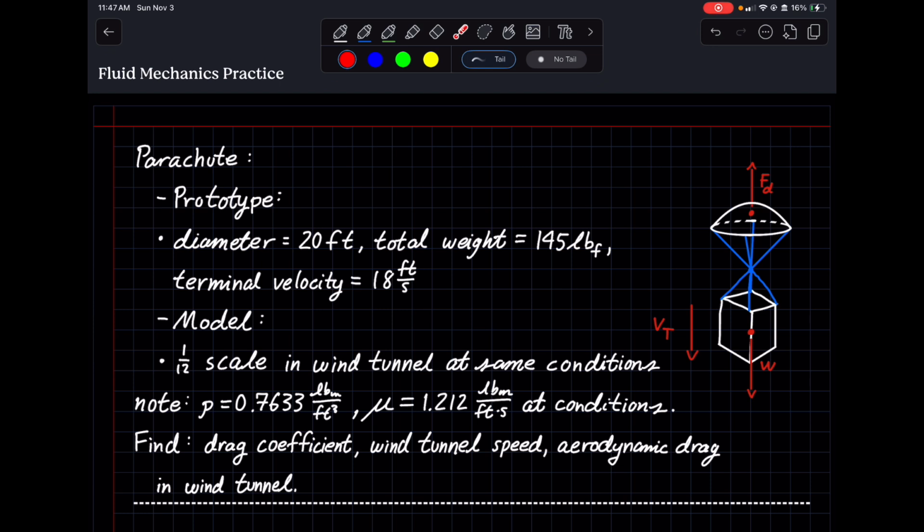At the end, it says find the drag coefficient, the wind tunnel speed, and the aerodynamic drag in the wind tunnel. I will not be solving for any of those in this, as that would take too long, but just know that there are relationships between the different pi's of the prototype and the pi's of the model. So pi 1 of the prototype will be equal to pi 1 of the model, assuming they are completely in similarity, which is the goal of this method. So let's go ahead and get to solving.